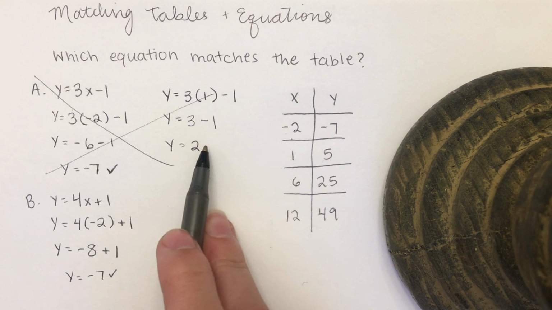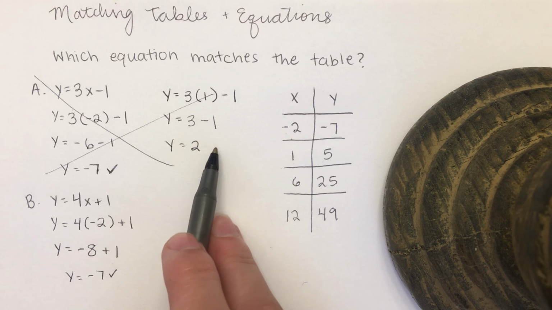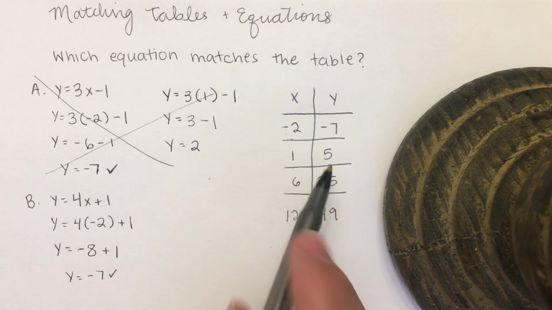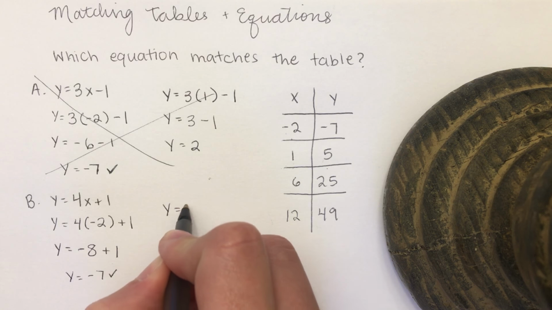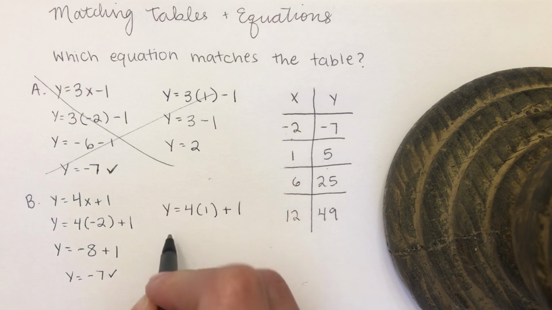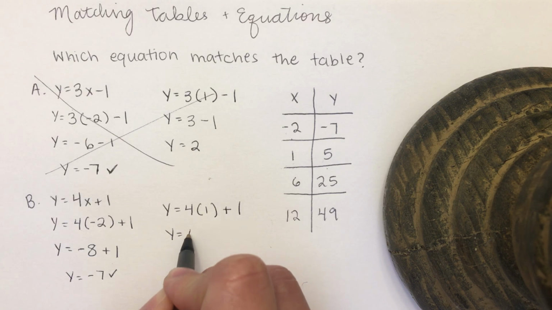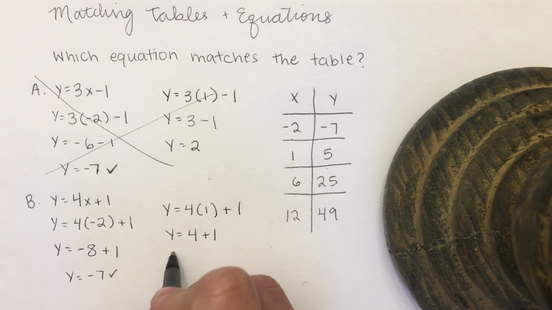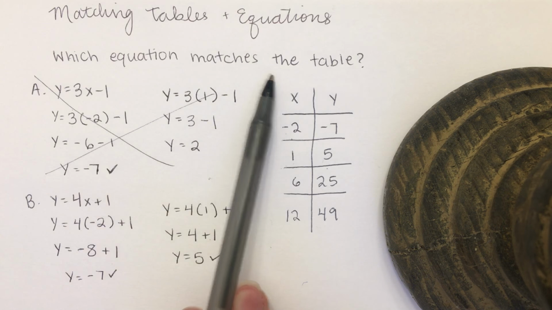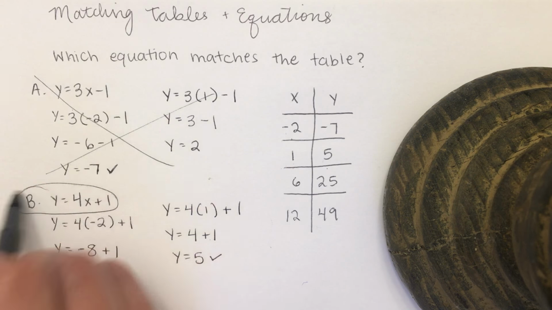But again, as we just saw up here, it's very important to continue. So this time I'm going to plug in 1, and let's see if we get 5. So y equals 4 times 1 plus 1. Y equals 4 times 1 is 4, plus 1 is 5. So again, that is what we wanted, and that's what we got. So for this example here, which equation matches the table, the correct answer would be B.